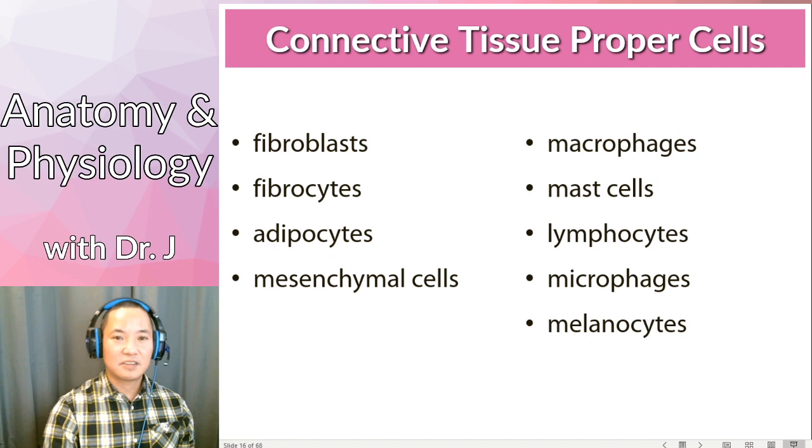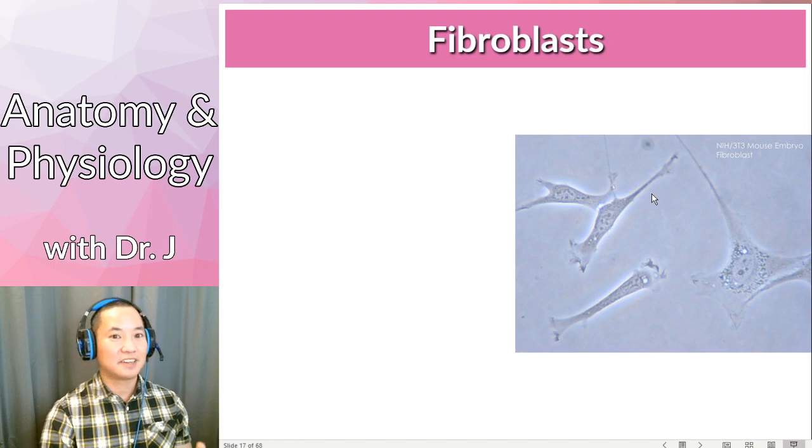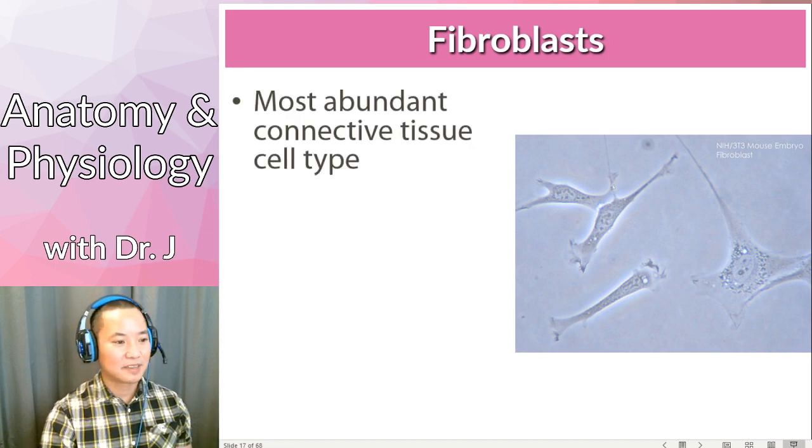All right, so let's talk about fibroblasts and fibrocytes. Again, these are connective tissue proper cells. Now, this is an image of a fibroblast, and fibroblasts are abundant. You can take pretty much almost every tissue in your body, throw it into a grinder, and if you just sort the cells, you'll definitely find fibroblasts. It's very easy to purify fibroblasts in the lab. So this is the most abundant connective tissue cell type.